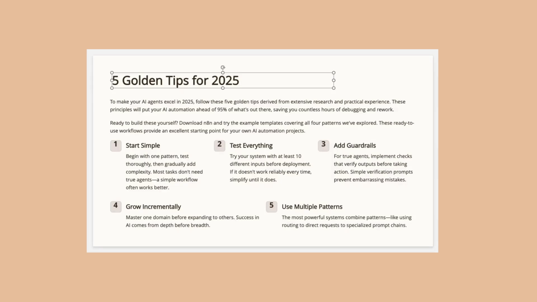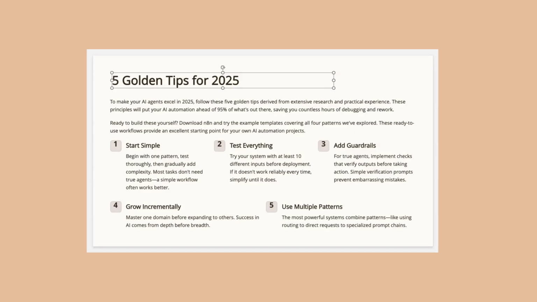Before you wrap up, here are some tips to make your AI agent rock in 2025. Start simple. Begin with one pattern, test it thoroughly, then gradually add complexity. Most tasks actually don't need a true AI agent. They just need a simple AI workflow. In my experience building AI agents and workflows, one of the things I learned by talking to so many different clients is that the clients really want consistency before they implement it. They need to make sure that the tools they're implementing in their processes consistently generate the same and reliable outcome.